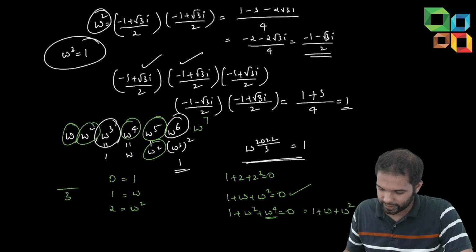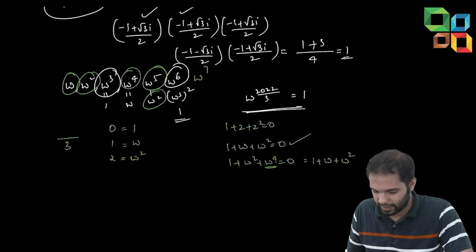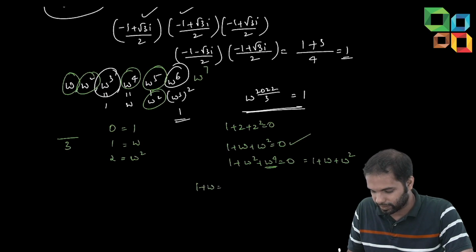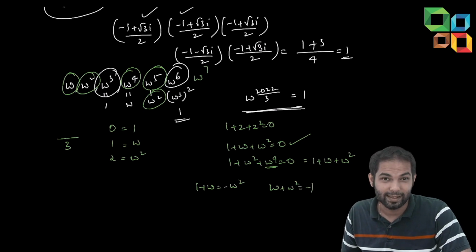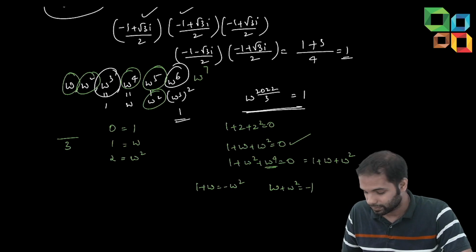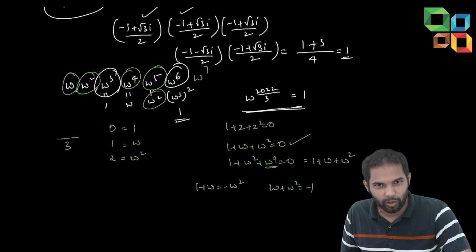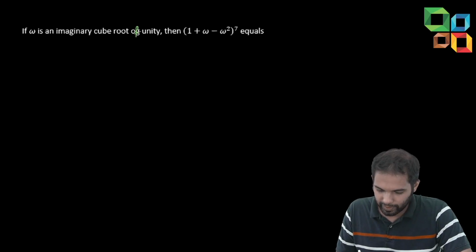Why? Look at it. You can manipulate it any way you like. You can write 1 plus omega as minus omega square. You can even write omega plus omega square, which is nothing but a real number, -1. Got it? You look at some of the problems, how these properties are used, then you try to understand the importance of these properties.